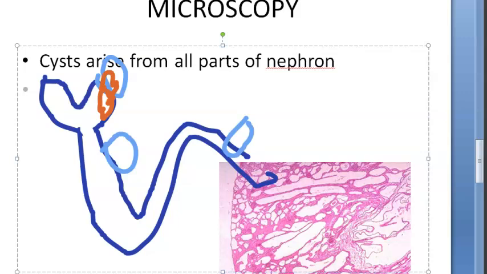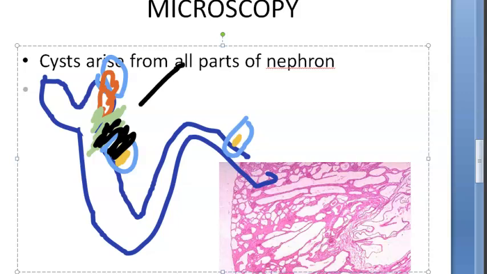While if they have some other type of epithelial lining, then you know that it is coming from the proximal convoluted tubule or the distal tubule, or even from the collecting duct. Sometimes between these cysts you can have normal tissue, but as time progresses, between all this you can get fibrosis, inflammation, pyelonephritis, nephrosclerosis.